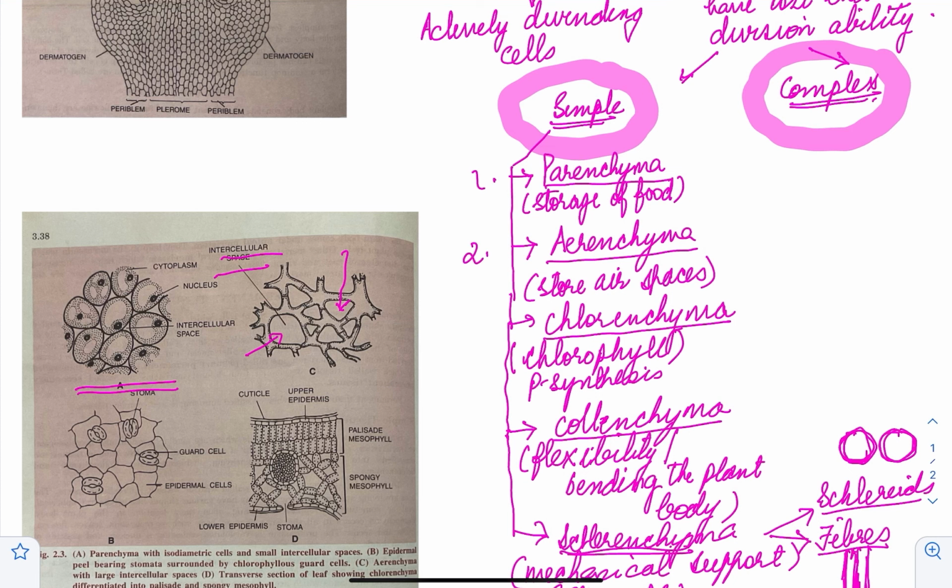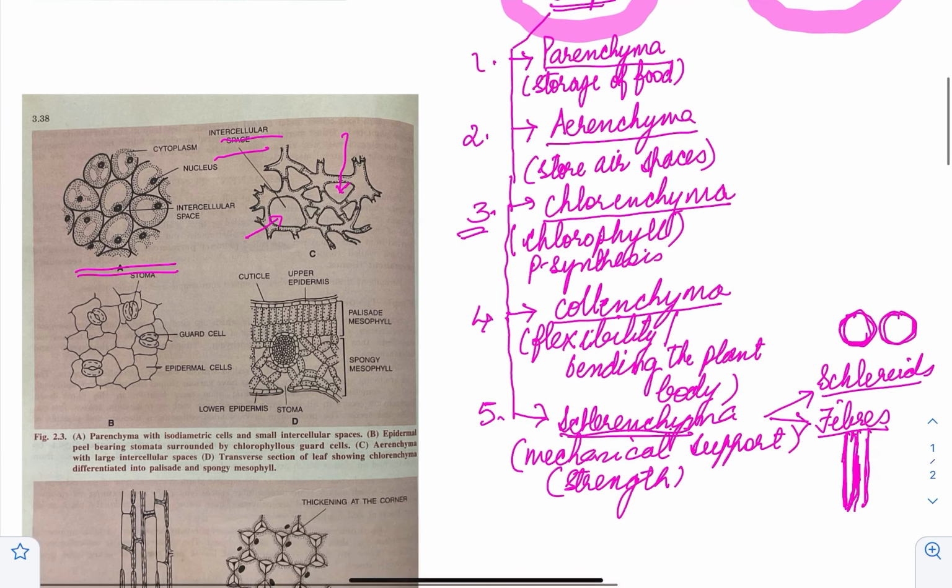Second one, if the parenchyma tissue stores air in it, then it is referred to as aerenchyma. The third category consists of chlorenchyma. That means the parenchyma is now going to store chlorophyll and it is going to become green and photosynthetic and help the plant to make food. The fourth category is collenchyma, which is going to help the plant to become more flexible and to bend. And the fifth category is sclerenchyma, which is going to provide mechanical support to the plant. So if the cells are rounded in shape and have thickenings on the sides, they are referred to as sclereids. And if the cells are longitudinal and have thickenings on the sides, they are referred to as fibers. So they are both the subparts of sclerenchyma.